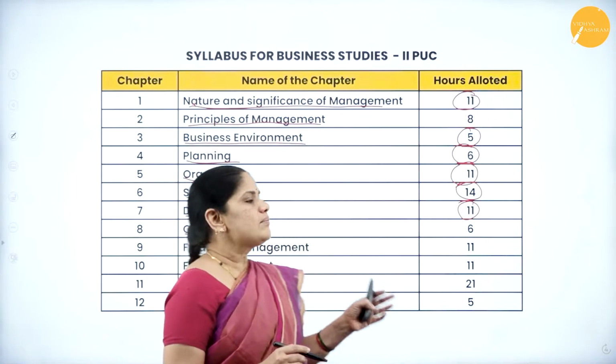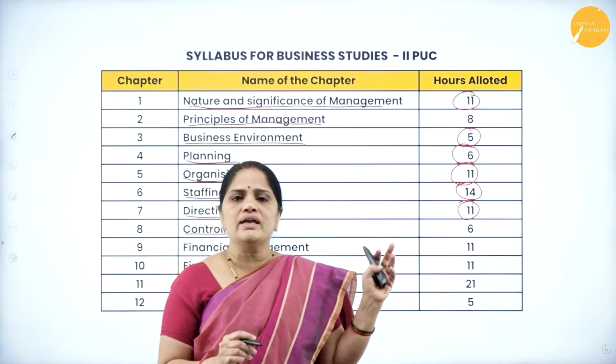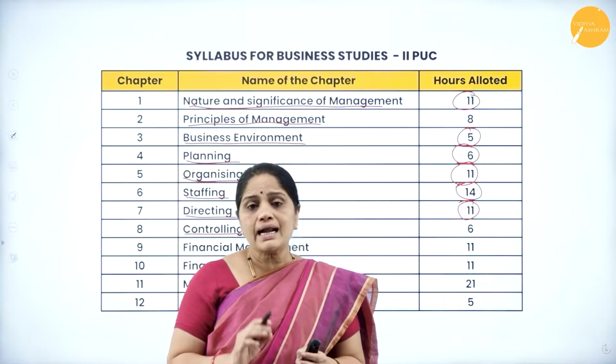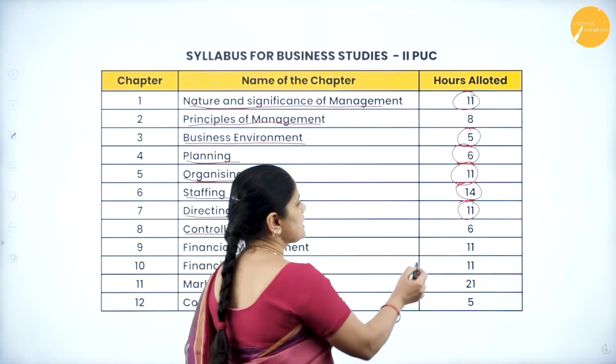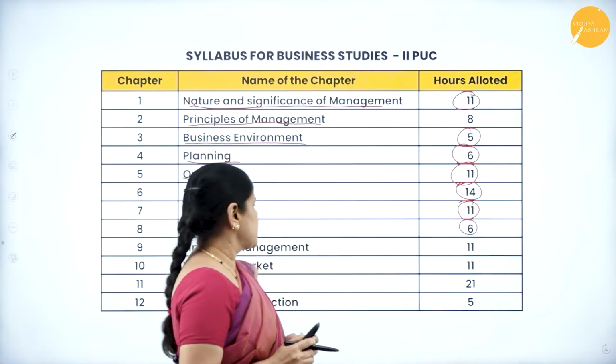It is the most important function, and it is through this controlling function that we see that the organizational goals are achieved. For this controlling chapter, we have allotted 6 hours.